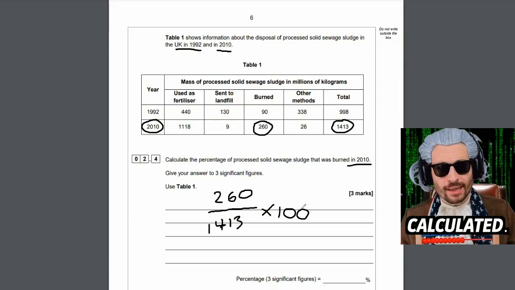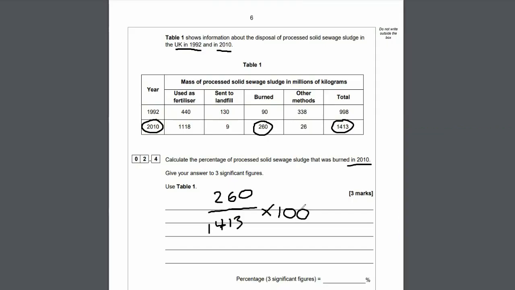What is that on my calculator? Okay, it's 18.40 on my calculator. But what I need to do is round that to 3 significant figures. So we're just doing 18.4%. Lovely.